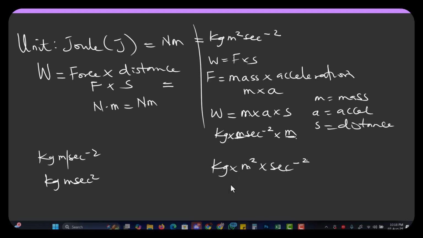And what is going to be your dimension? As usual, any unit that has kilogram will go with capital M, remember? Any unit with meter will go with capital L, you put your squared. And any unit that goes with second will have capital T, you put your minus 2.